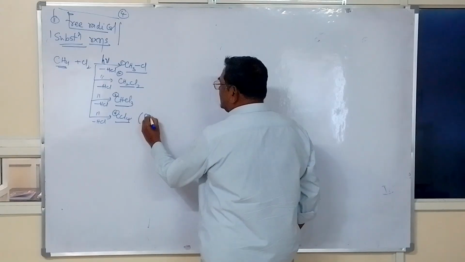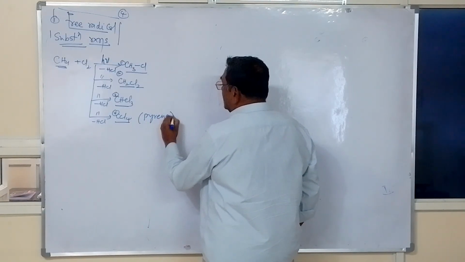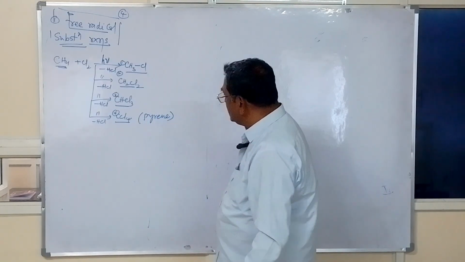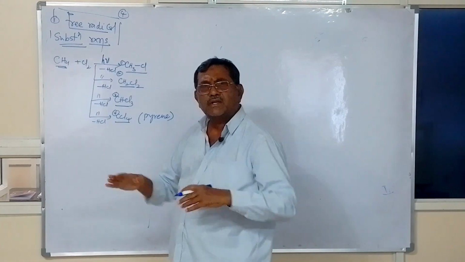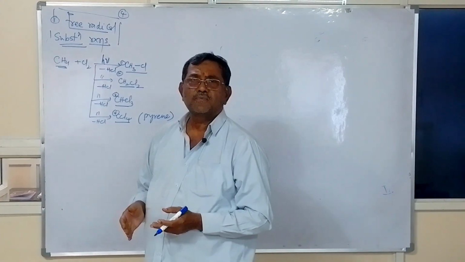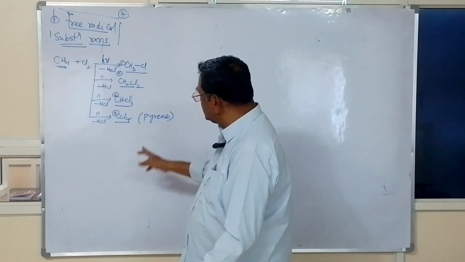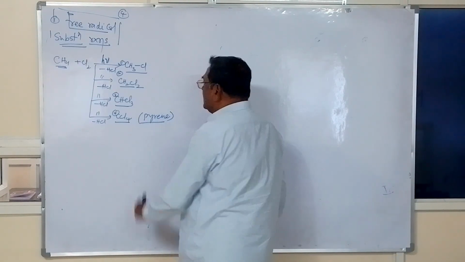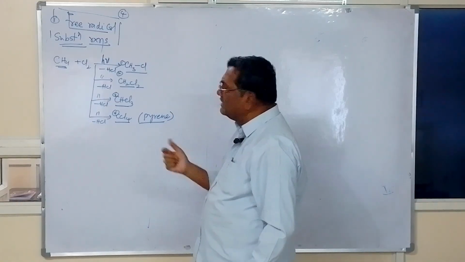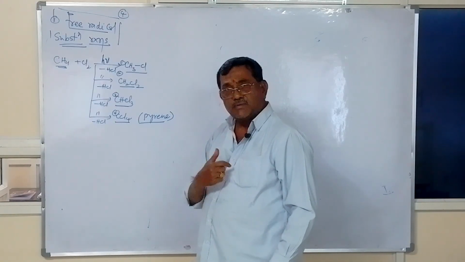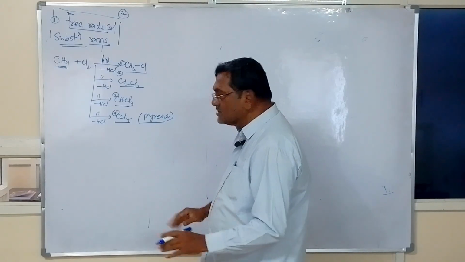Its other commercial name is pyrene. Of course, in halogen compounds also we will discuss. It's a very good fire extinguisher of the gases produced by burning of natural gas. It's a fire extinguisher. So, children, the question is going to be like this. The possible question is going to be asked like this.